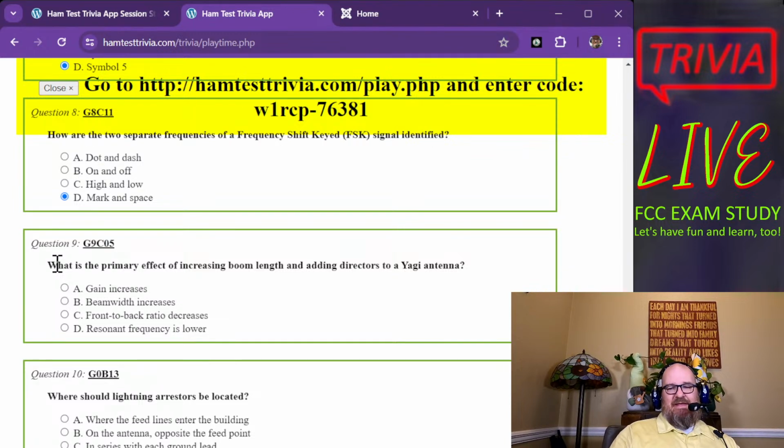Okay, we're near the end. We're going to do one extra exam after this, and then I think we'll call it a night. So what is the primary effect of increasing boom length and adding directors to a Yagi antenna? Well, if you're adding directors, you're going to do several things. Increase the gain. You're going to narrow the lobe. Oh, see? And I just told you that narrowing the lobe means the beam width decreases.